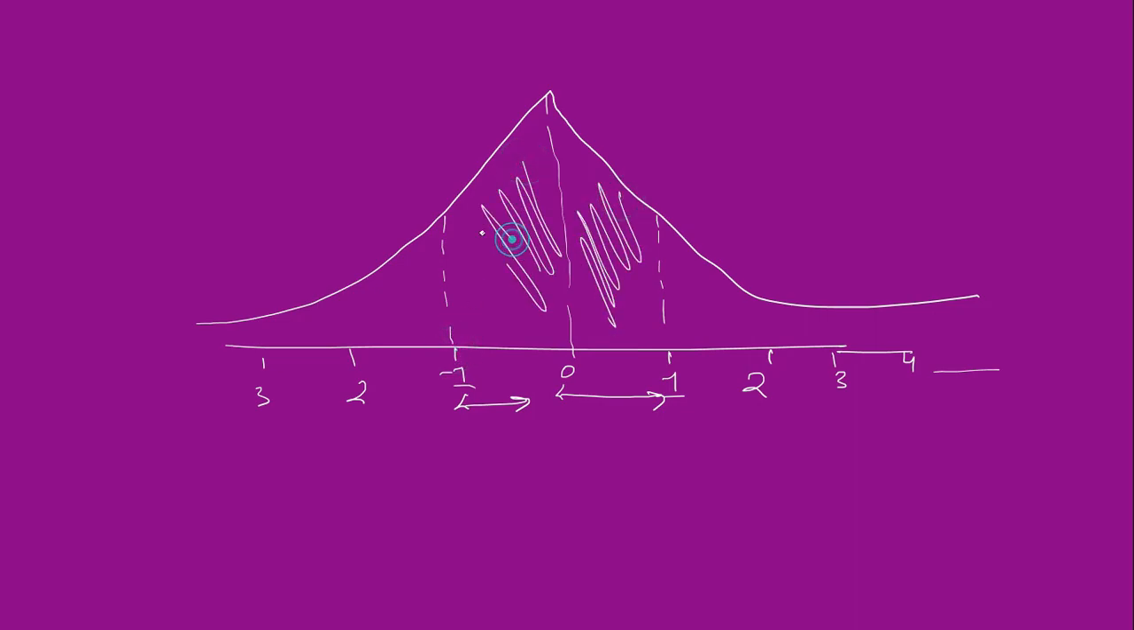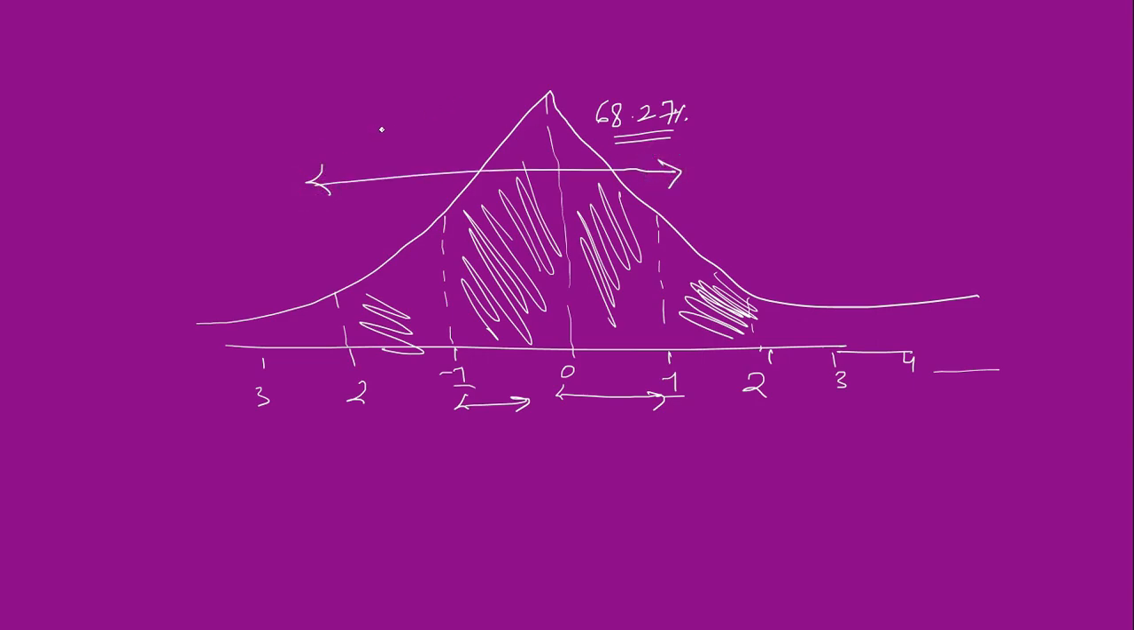This entire area sums up to 68.27% of the entire curve. Now if I take standard deviation 2, it covers more and more area, right? It covers approximately 95%. Now standard deviation 3 will cover say 99.73%. So a major portion is covered in 3 standard deviations, and 4, 5, 6 will give you very small remaining areas.